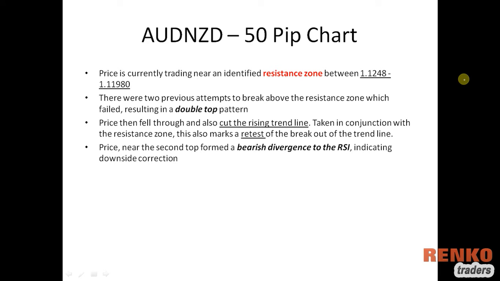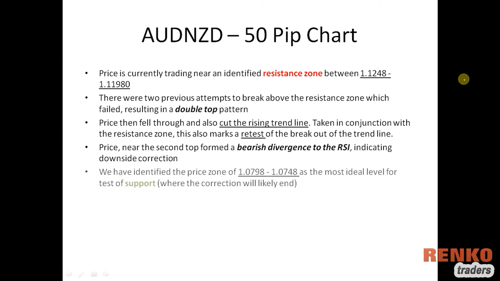And as I also pointed out in the previous slide, we do have the bearish divergence to the RSI, which points to a potential downside correction. Now this is besides the double top pattern that is formed. So the most likely support level where prices could fall to is between 1.0798 and 1.0748, which marks the measured move of the double top pattern, as well as the most likely level where the bearish divergence is going to end.